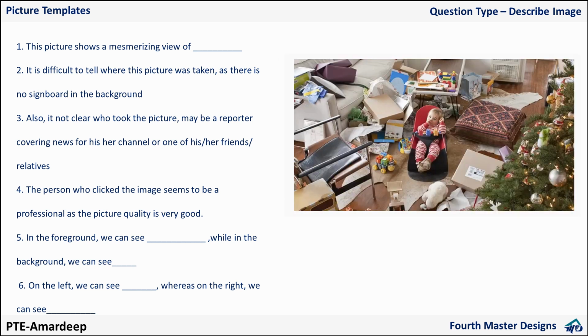Okay, next one. What is there in the picture? Kid is there, infant is there. Okay, then he or she is in his or her cradle. Fine. Where this picture is clicked, maybe at home. Okay, someone's home, we don't know where. Who clicked the picture? Maybe his or her parents. Fine. Baby, I will say baby in the cradle.